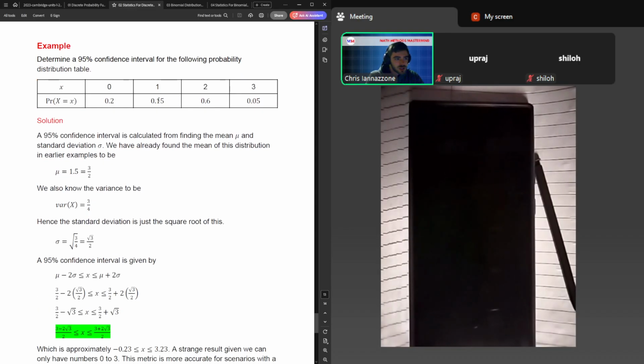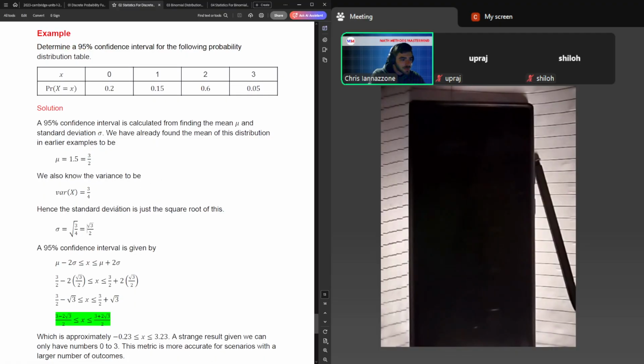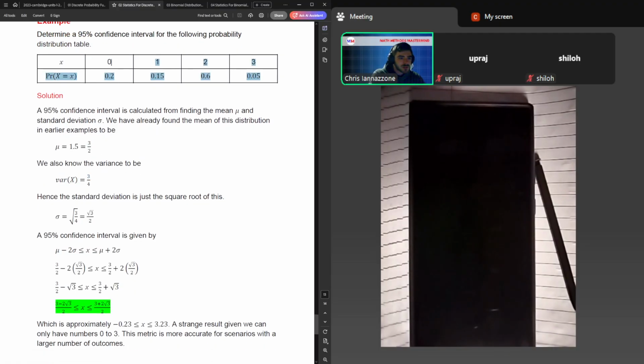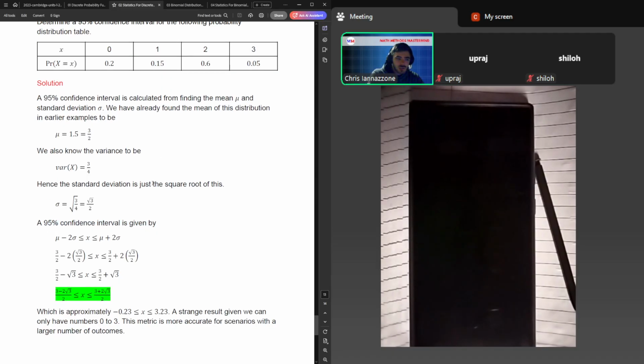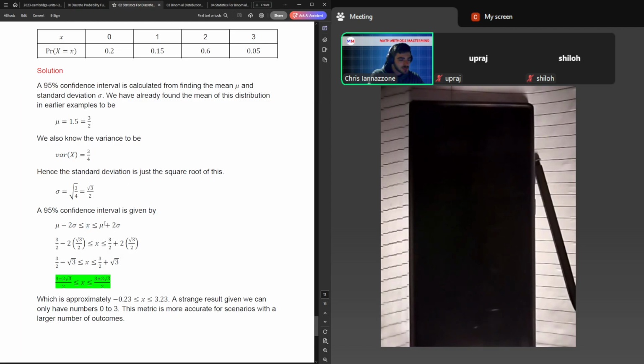If you want to determine a 95% confidence interval for this, you first need to find its standard deviation. The way you do the standard deviation is by finding the variance and then square rooting it. We have already done all the calculations for this before, so I'm just going to borrow the results that we had from earlier. Once you have all those results, you create your confidence interval equation by having your little x in the middle, the mean on both sides, and then plus or minus 2 times the standard deviation from that.